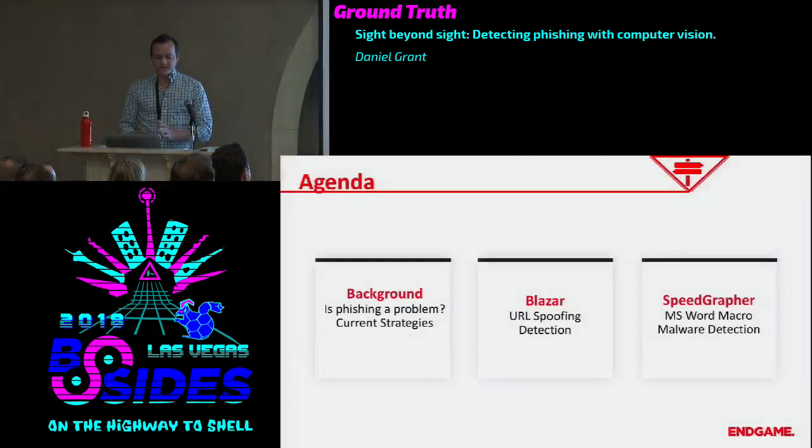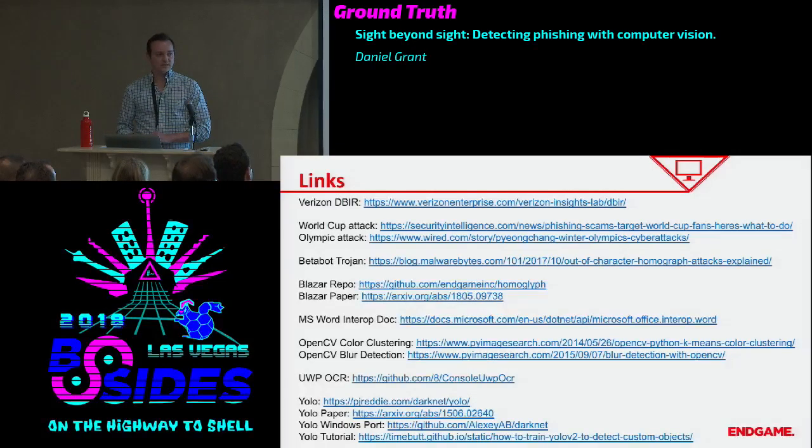And so that's basically it. We're at about 40 minutes right now. We covered the background, if phishing's a problem, current strategies. We talked about Blazar and SpeedGrapher. And here's a set of links if you want to take a picture of. If you got any questions, I think we've got a microphone that we can pass around. And yeah, that's about it.